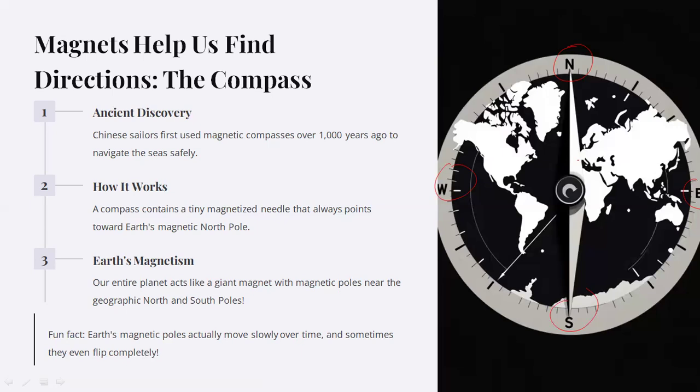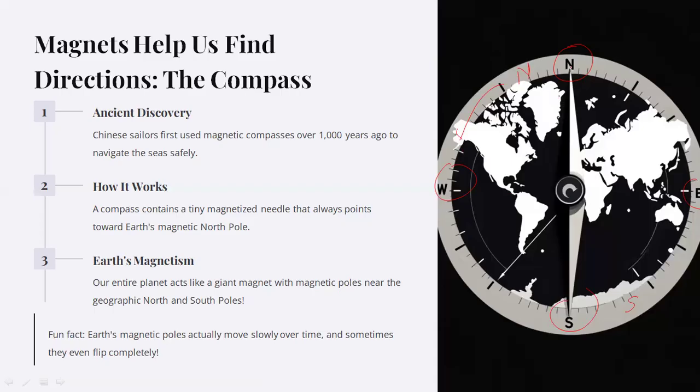What is the fun fact? Earth's magnetic poles actually move slowly over time, and sometimes they even flip completely, right? The north and south pole, because there is molten iron beneath the earth, and that's why the earth's magnetic poles are moving. So maybe after some years, the north is over here and south is over here, and they get shifted. But it happens after thousands and thousands of years.